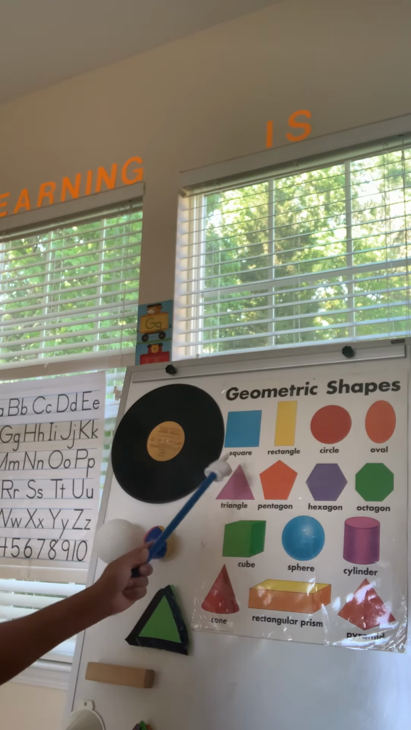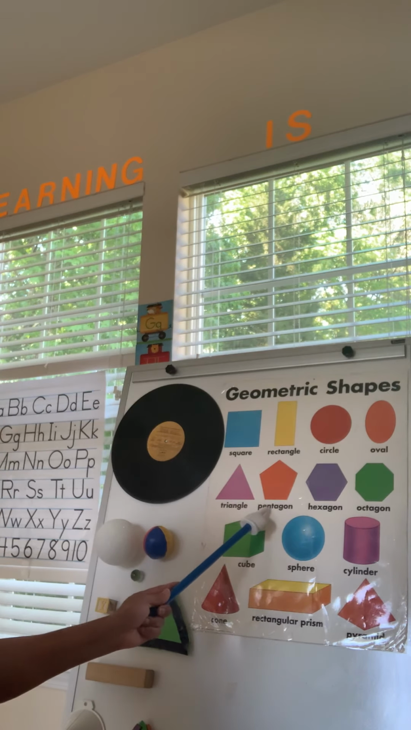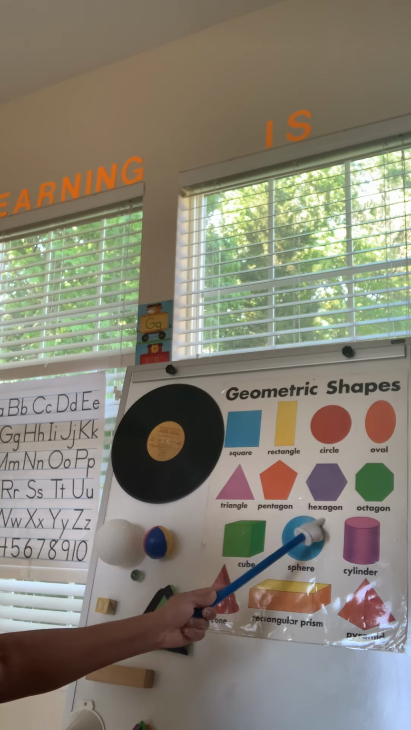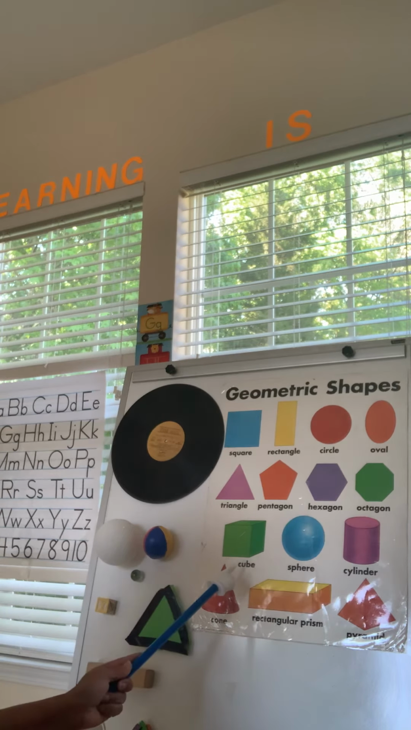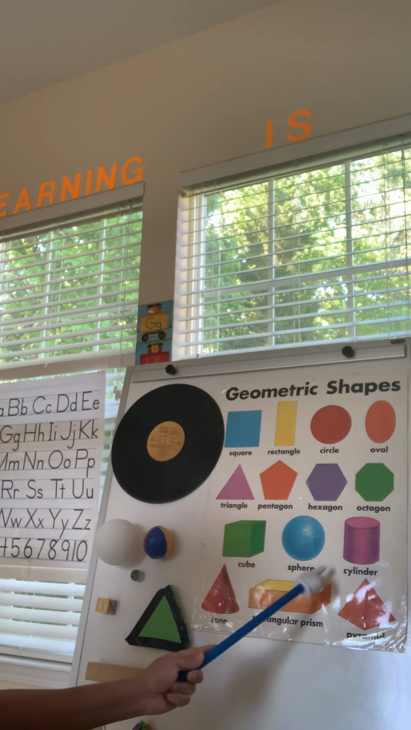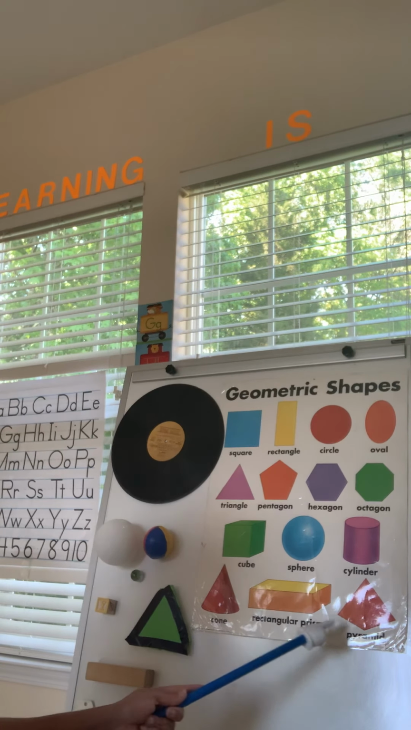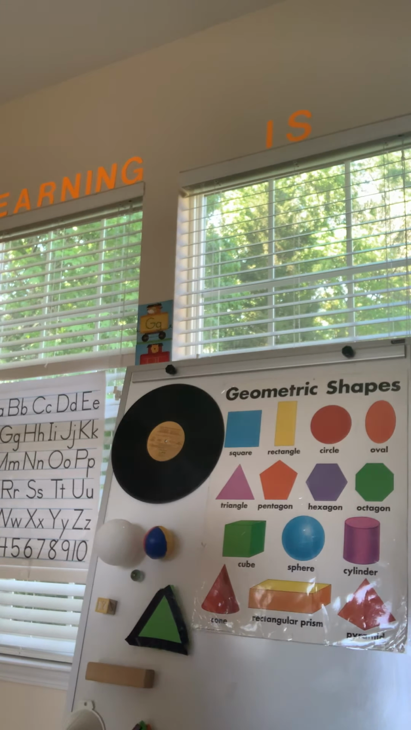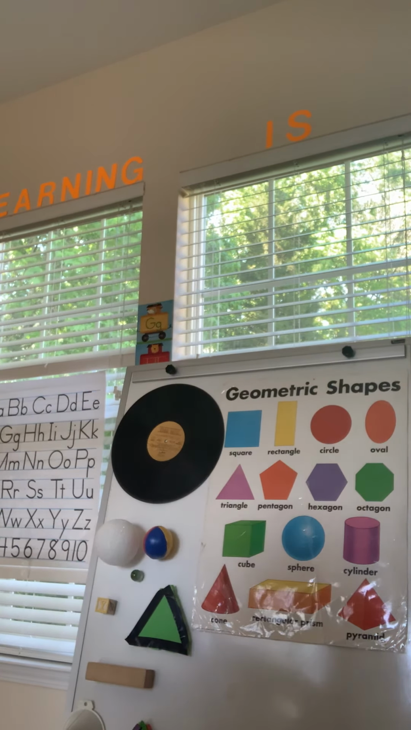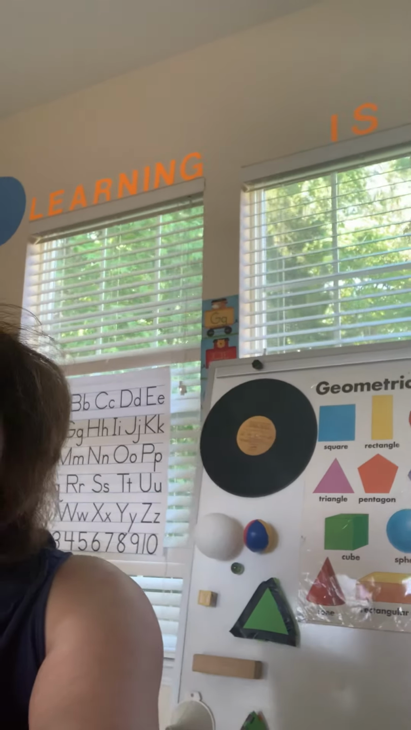1, 2, 3 points. We have our pentagon, our hexagon, our octagon, our cube, our sphere, a cylinder, a cone, a rectangular prism, and a pyramid. All these shapes we're going to be talking about, or I'm going to show you the different objects that I have found throughout my house that create these shapes. So let's take a look at some of the objects that I have.